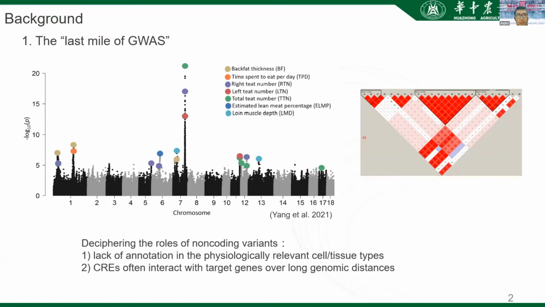And why are we doing this? First thing first, in the last decade, researchers around the whole world have done many GWAS studies, and we got lots of GWAS leading signals. But deciphering the roles of these non-coding variants is limited and non-trivial because we have two major problems. The first one is that we do not have the detailed annotation of the cis regulatory elements in the tissues. And the second problem is that these cis regulatory elements often interact with their target genes over long genomic distances.